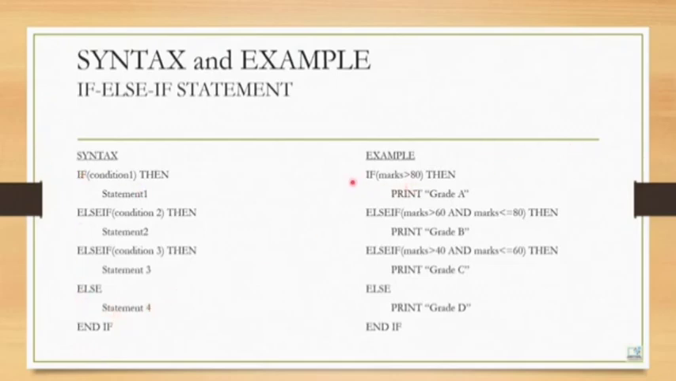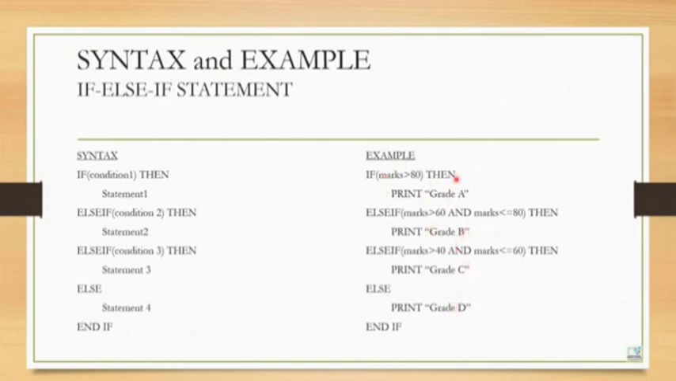See this example. If marks greater than 80, then print grade A. Else if marks greater than 60 and marks less than or equal to 80, then print grade B. Else if above 40 and less than or equal to 60, grade C, otherwise grade D. So depending upon your marks, any one of these conditions will be true.